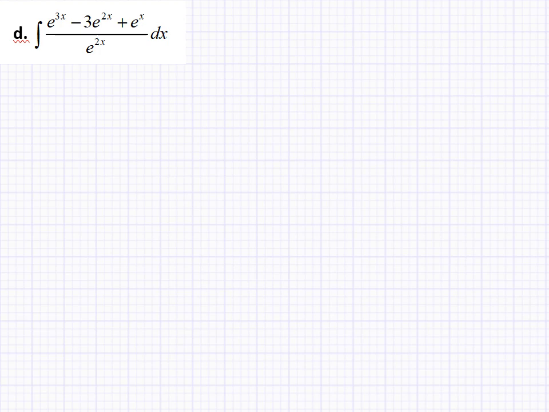So here's another one. We're not going to use substitution right away, though. We're going to use something that we've done before, and we're going to split this up into 3 separate fractions. I'm going to write this as e to the 3x over e to the 2x minus 3e to the 2x over e to the 2x plus e to the x over e to the 2x dx.